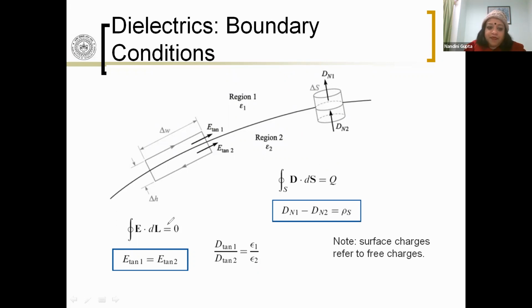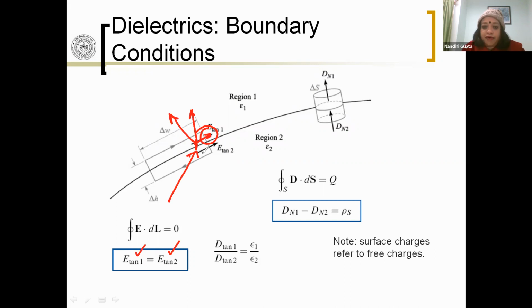And what are they? The tangential component of the field in the first medium must equal the tangential component of the field in the second medium, which means any electric field E can have a tangential component and a normal component. So what we are doing here is we are only considering the tangential component. And the tangential component of the two fields need not be parallel or perpendicular or whatever.